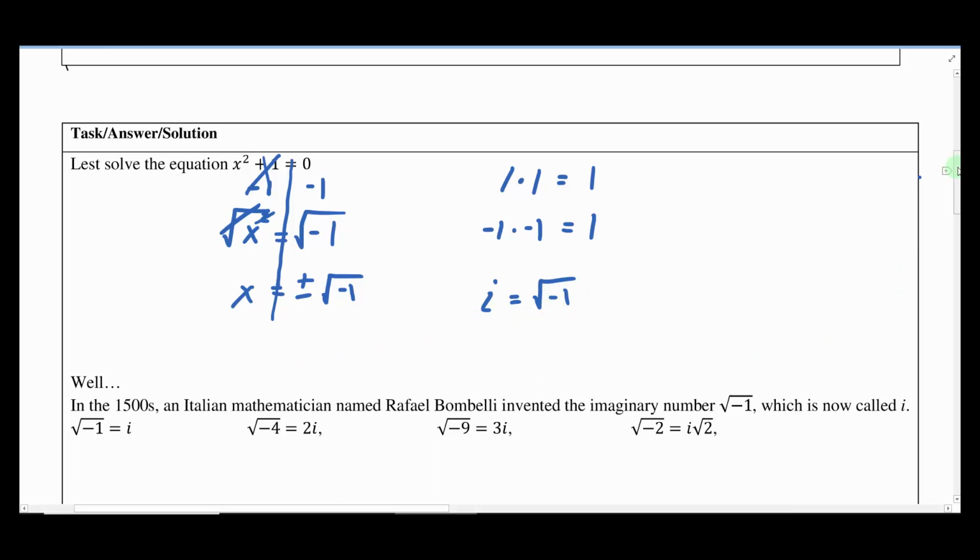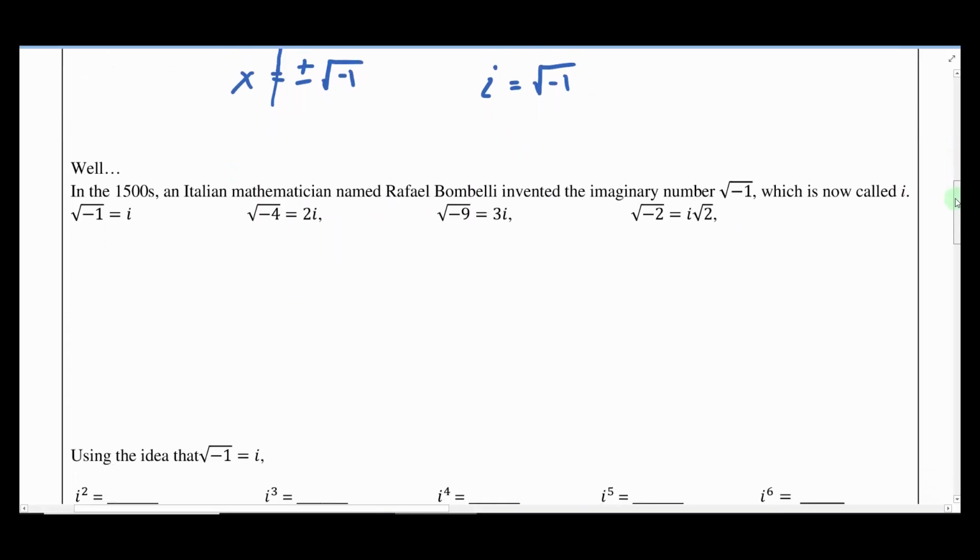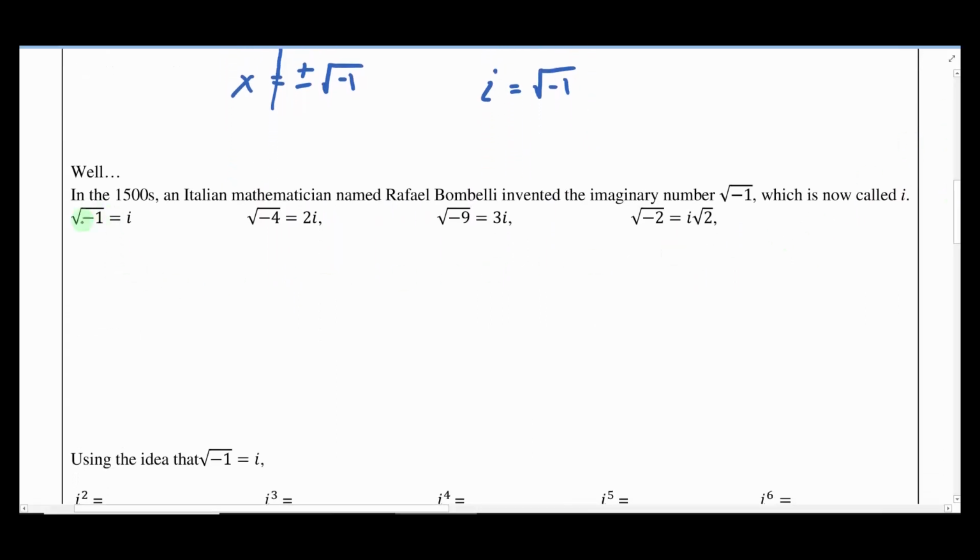So let's see how this number works, right? How does this thing work when we encounter it? We're going to run with this definition. A little bit of history here. Back in the 1500s, it was Raphael Bombelli who discovered this number, and he essentially dubbed it the imaginary number. But like I said, it's not imaginary. It is a number that exists. And he called it i, and he defined it as i equals the square root of negative 1.